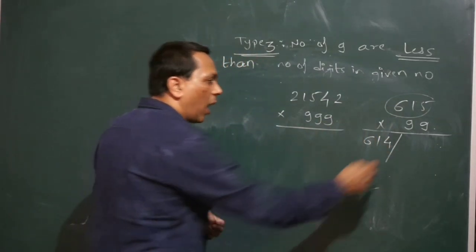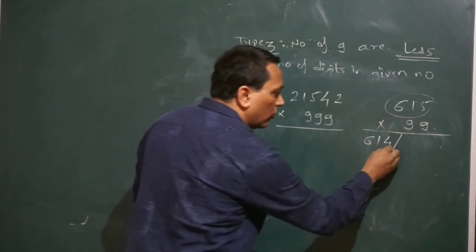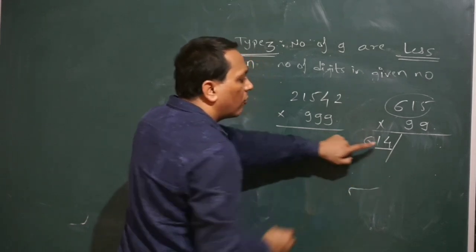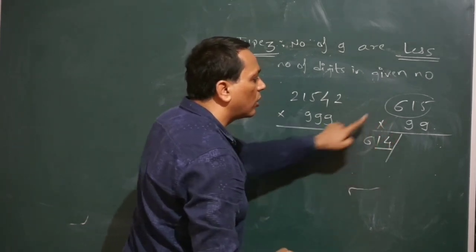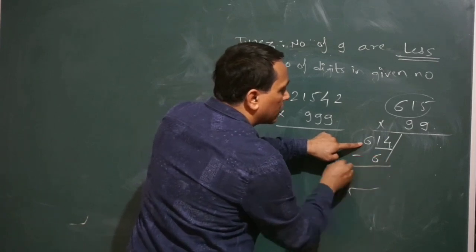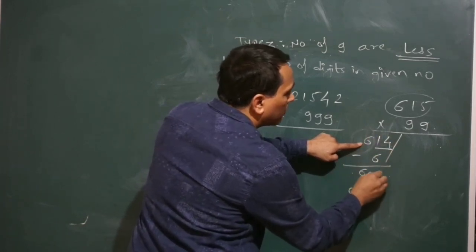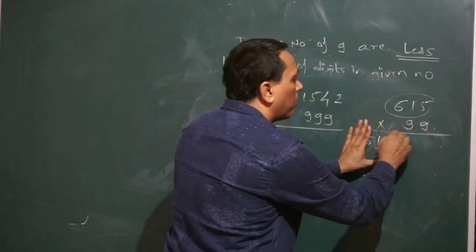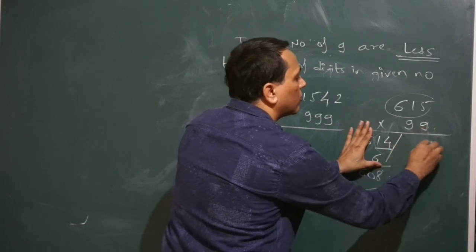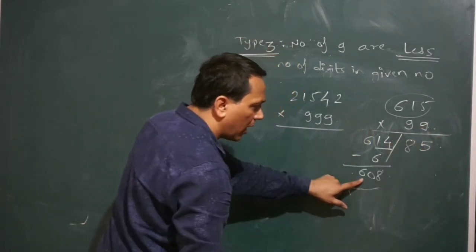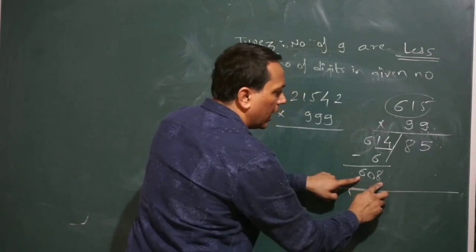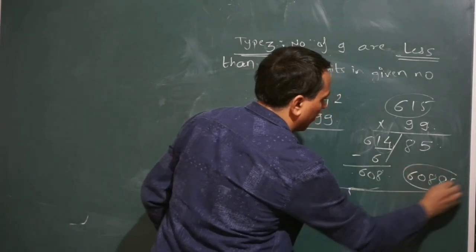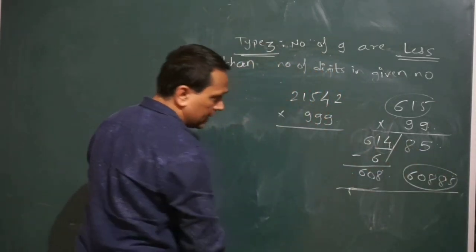Now how many 9's were there? 2. So we underline 2 digits and we subtract the remaining part from this 614. The remaining part is 6. We subtract this 6 from 614. This number becomes 608. And for the right hand side part, we subtract this underlined part from 99. 9 minus 4 is 5. 9 minus 1 is 8. So our answer is 60885. This is our final answer. Let's see the next question.